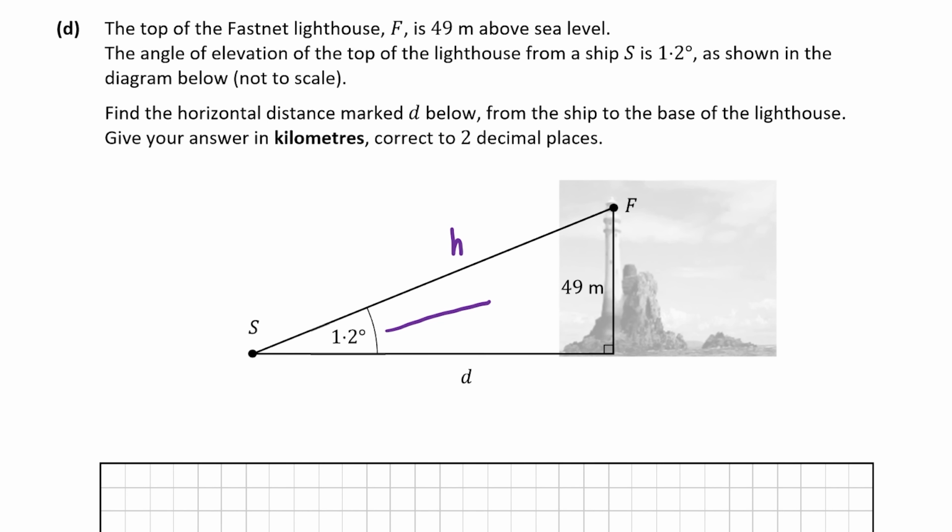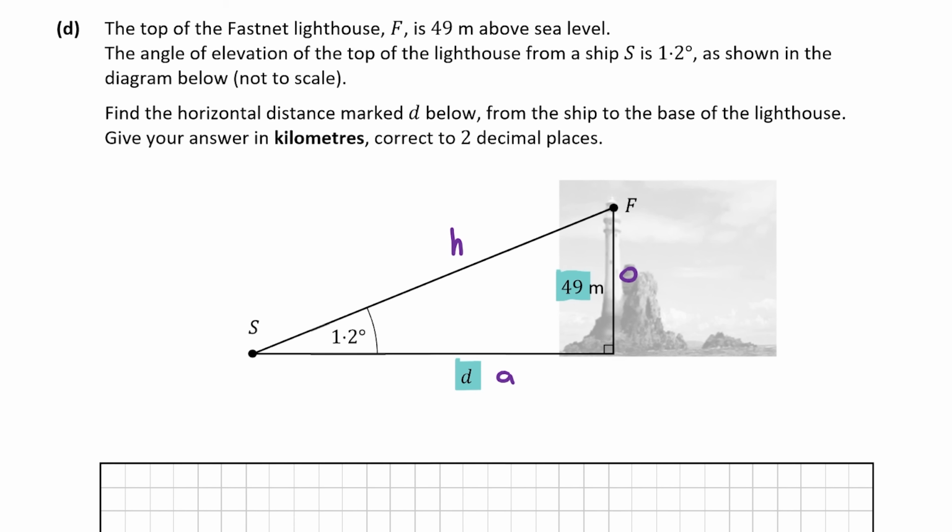Then I label my O, the opposite, and it's always opposite the angle given, which in our case is opposite 1.2 degrees, which gives me 49 meters. Finally, the third side must be the adjacent, so I'm going to label the D as A for adjacent. The side we have is 49 meters, so I'm definitely going to include the opposite, and the side we're trying to work out is D, the adjacent.